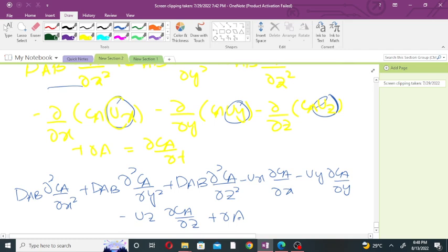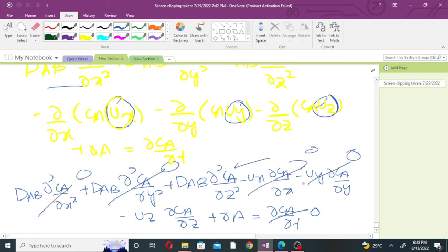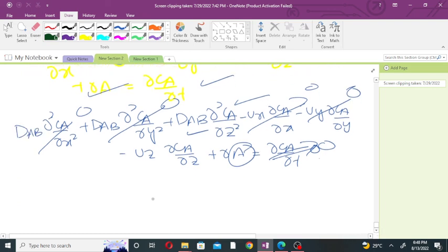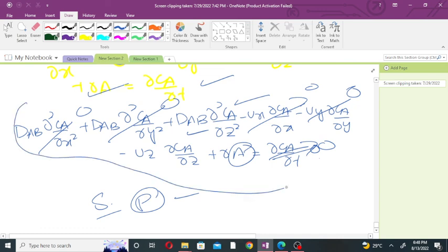If the component is flowing only in the z direction, then this term will be 0, this term will be 0, and only this term will come. ux will be 0 and uy will be 0, because the component is flowing only in the z direction. So this term and this term will occur, and at steady state this term is also 0. So we will get a second order partial differential equation. You can see this is the second order partial differential equation.